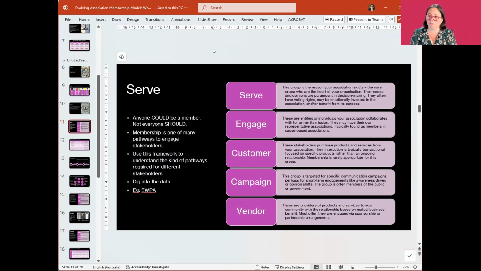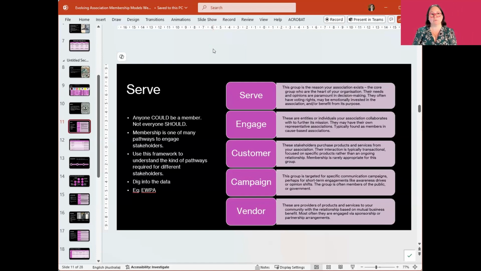And it's not uncommon for people to fall into the engage group as members. Customers, you remember with the Elevating Work platforms, are people who have a transactional rather than emotional relationship with you. These people generally should not be members. They are people who can buy from you, and that is okay.